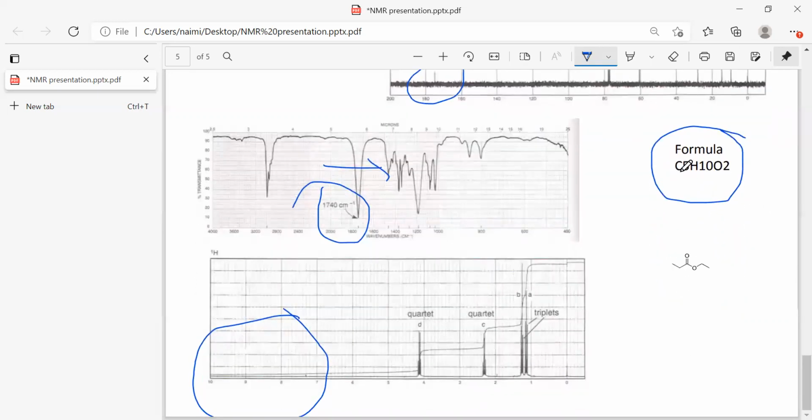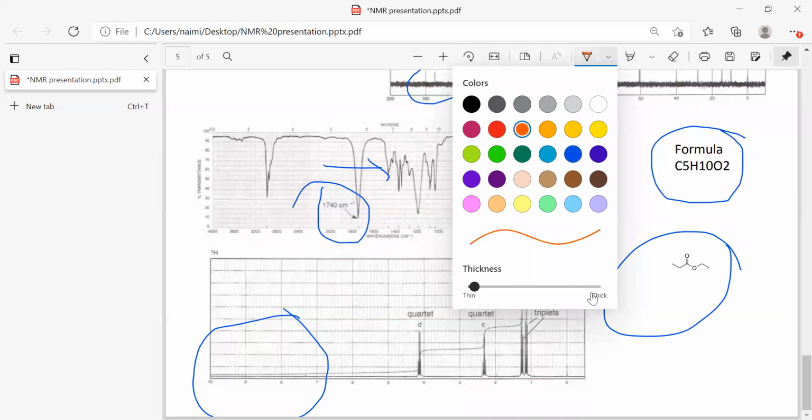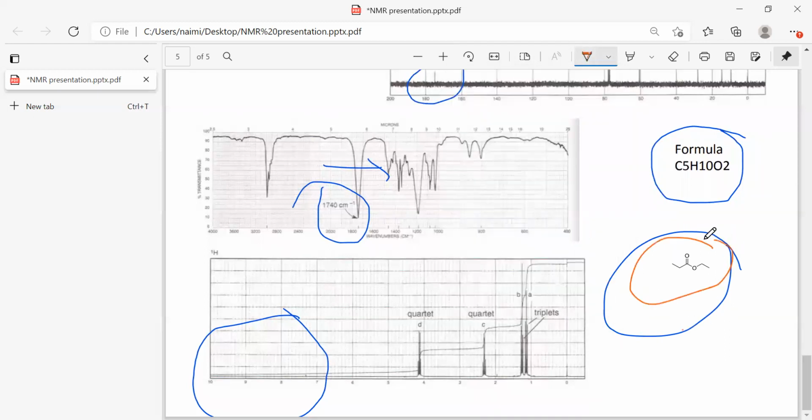So CO will be confirmed, and there will be two triplets, which means two CS2 groups will be present, one CS2 and one CS2. And there will be two quartets, which means two CS3 groups will be present. So you can see this is your unknown organic compound.